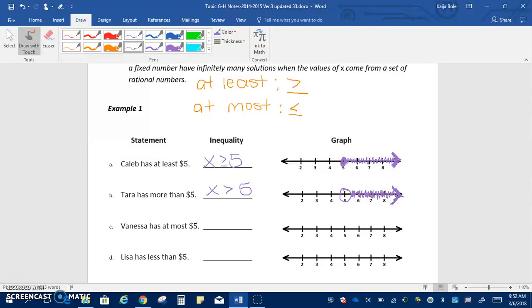Okay. C, Vanessa has at most $5. So she can have that $5, but she has at most that, so no more than that. Which means her inequality would be x is less than or equal to 5. And when we shade, we're shading everything smaller than 5, because she doesn't have anything more than $5. And then our last one here, Lisa has less than $5, so this one's a pretty nice one. It'd be x is less than 5, so we can't include the 5, but we shade everything to the left of it.